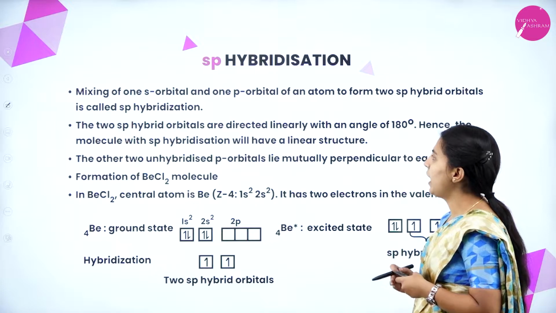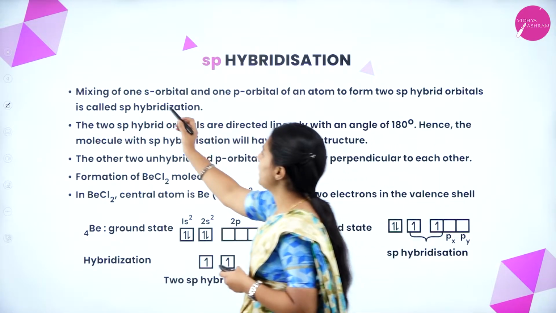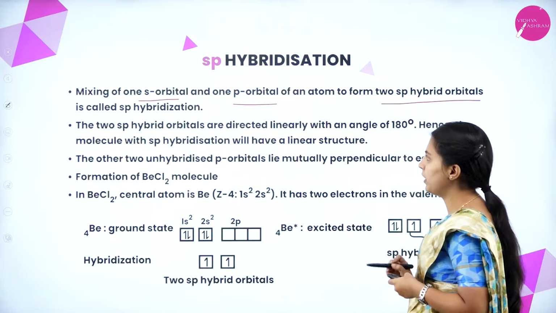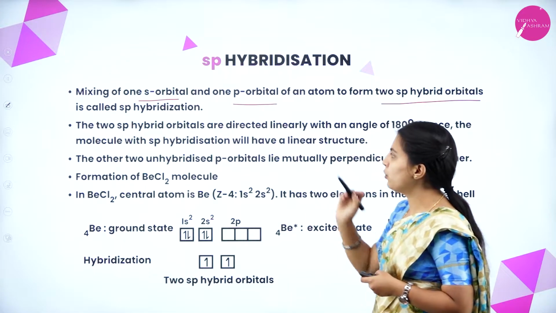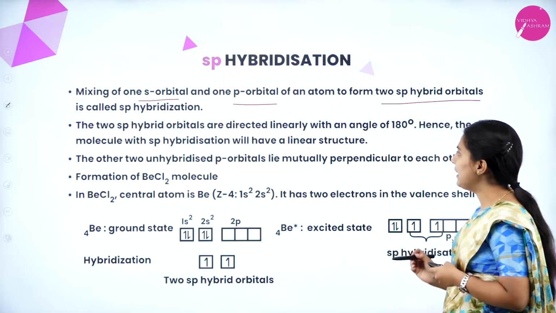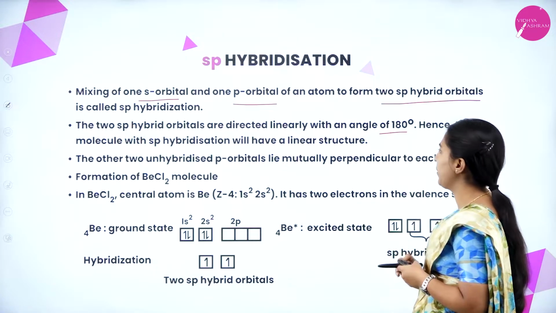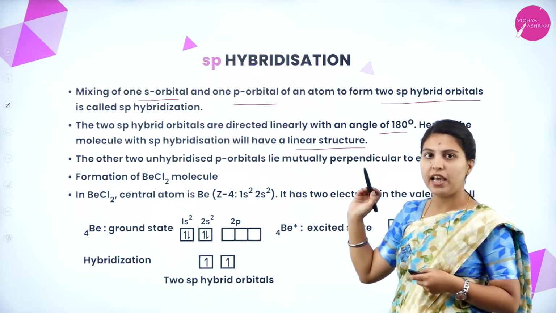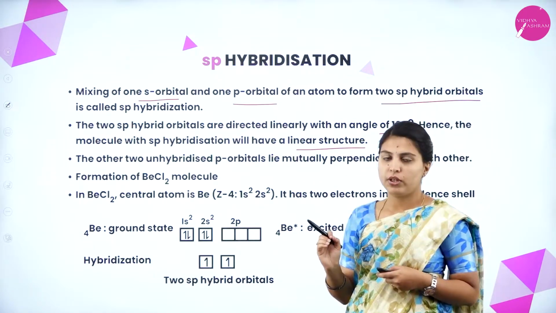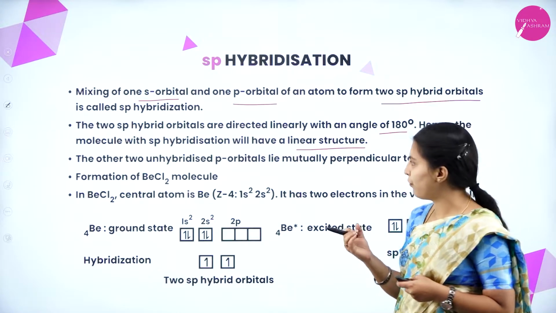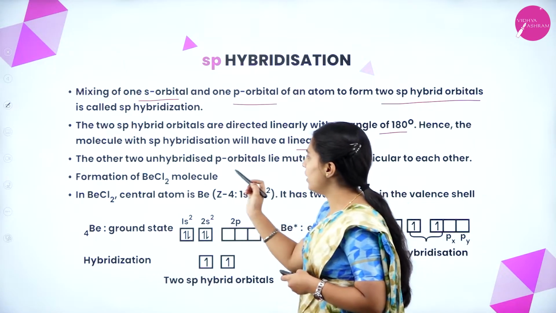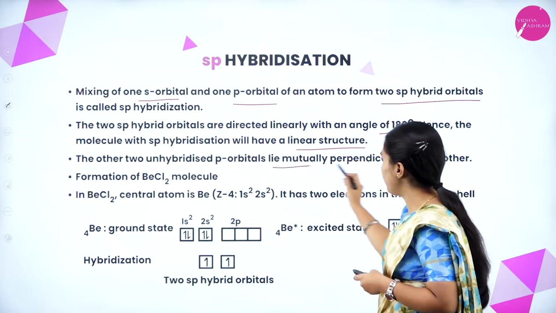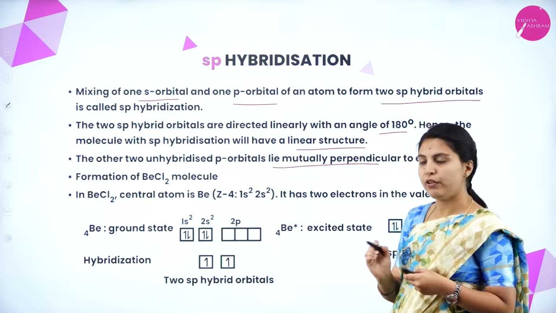Next one, sp hybridization: mixing of 1 s orbital and 1 p orbital of an atom to form 2 sp hybrid orbitals is called sp hybridization. The 2 sp hybrid orbitals are directed linearly with an angle of 180 degree. Hence, the molecule with sp hybridization will have a linear structure. It is having 180 degree, okay, not that much repulsion is present, so it will form a linear structure. The other two unhybridized p orbitals lie mutually perpendicular to each other. That's why it will form a linear structure.